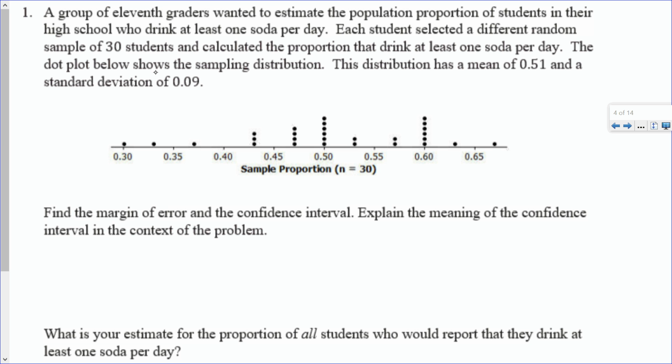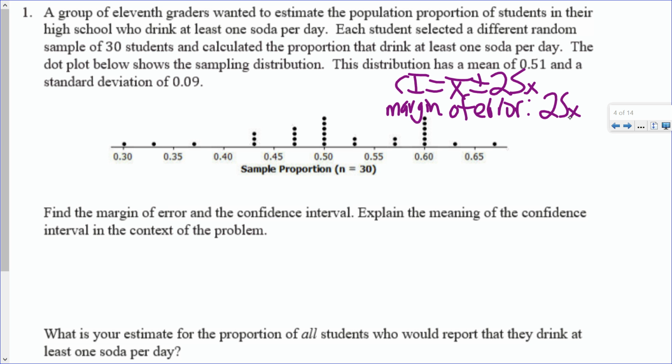So, find the margin of error and the confidence interval. Explain the meaning of the confidence interval in the context of the problem. We've talked about confidence interval in an earlier lesson, and it's going to come up a lot here. The confidence interval is the mean plus and minus 2 times the standard deviation. Margin of error, we haven't talked about yet, but margin of error is what you're adding and subtracting to the mean to get the confidence interval. It's just 2 times the standard deviation.